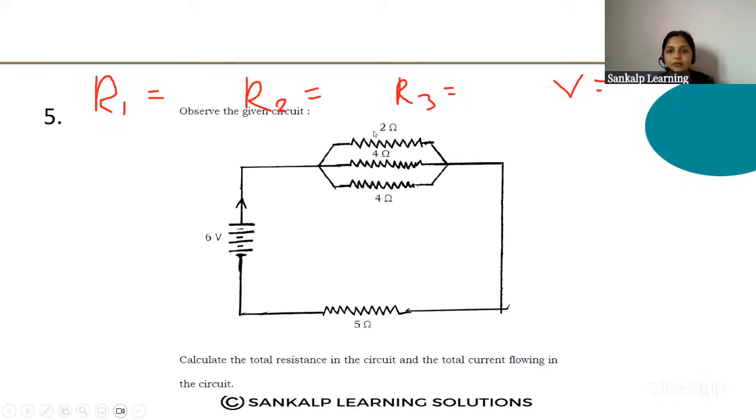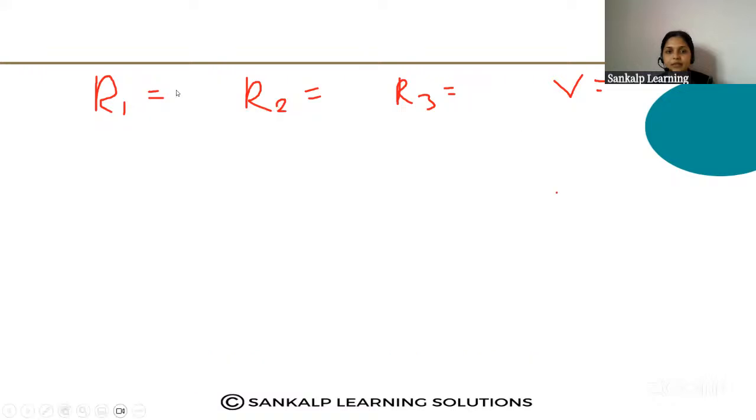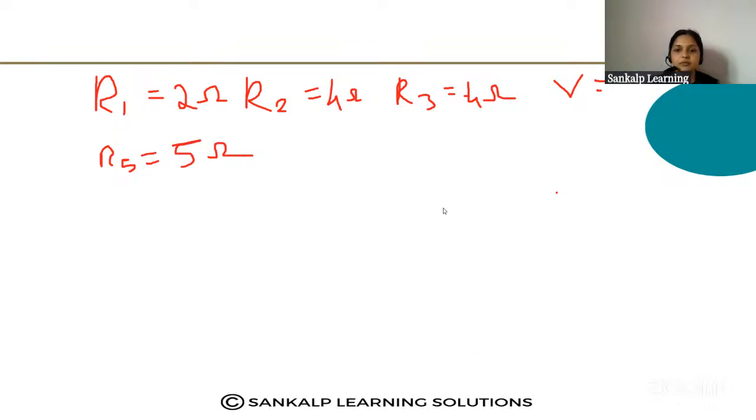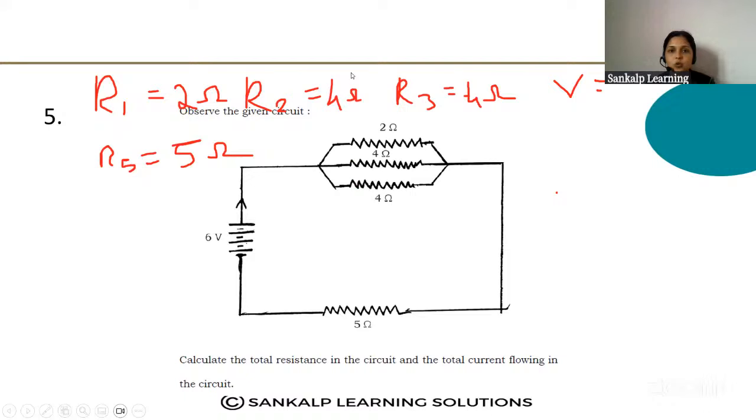Here, what is the value of R1, R2 and R3? R1 is 2 ohm and R4 is also there. Here, R1 I will take as 2 ohm, already given. R2 is 4 ohm, and R3 is also 4 ohm, and I will take another series connection as R5, equal to 5 ohm. Okay, and V is equal to 6 volt. So these three are connected in series.